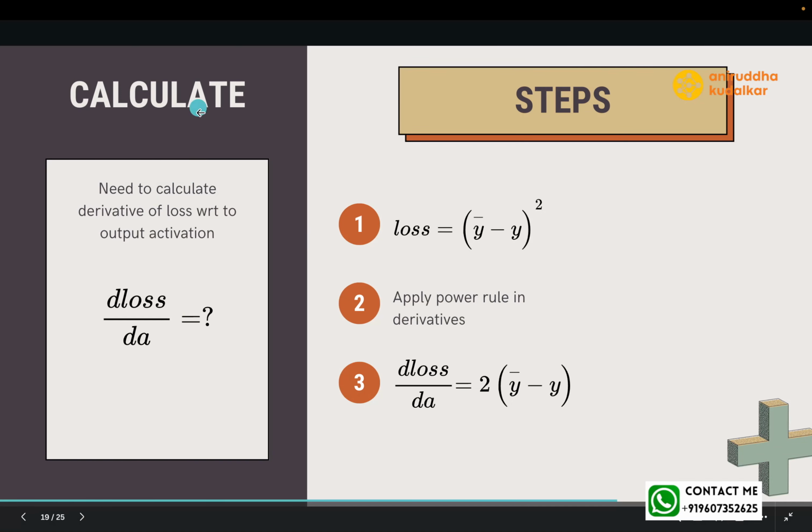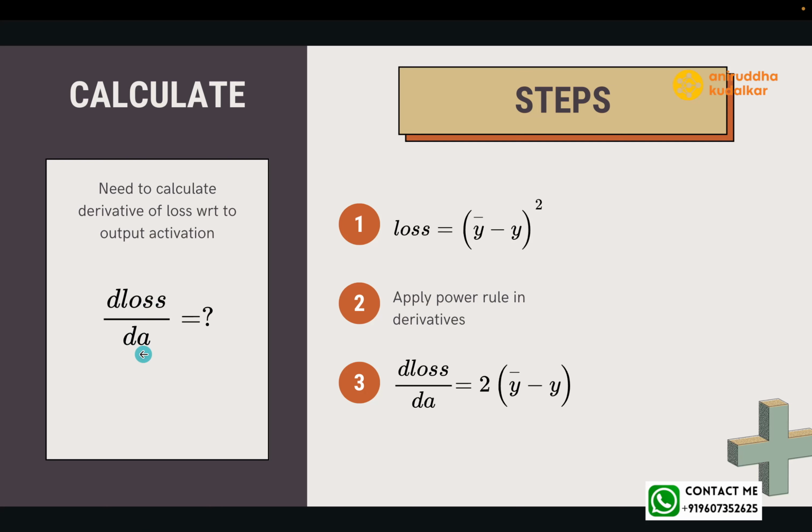Okay, how do you calculate this d loss by dA? What is the mathematical way? We need to calculate the derivative of loss with respect to output activation, which means that if output activation changes, how much loss is going to change?